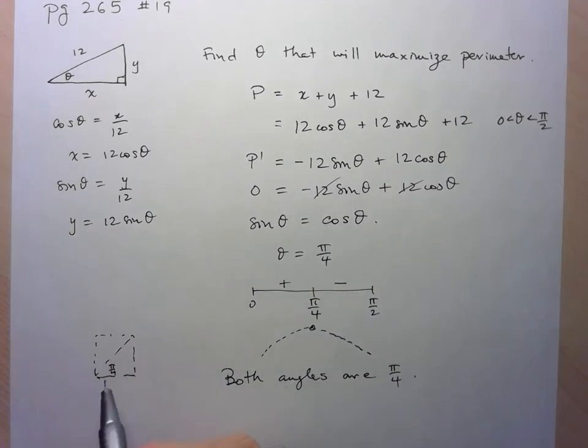And we've seen before that an optimized rectangle is often a square. So here it looks like we have this optimized triangle, which is one with angles of pi over 4. Okay, that's it for this one.